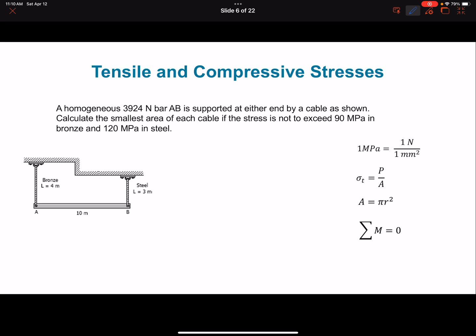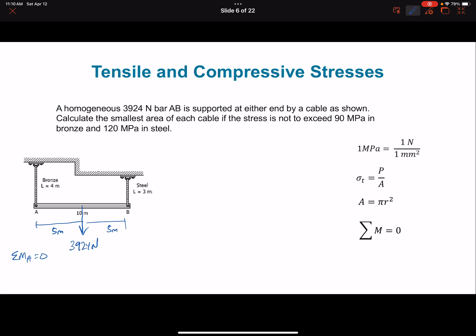And we can also see that we know the weight of the bar. So the weight of the bar is right here, and that is 3,924 newtons. We can see that from here to here, it's 5 meters on each side. So we can find the force in both cables. We can use the sum of the moments about A, set that equal to 0.